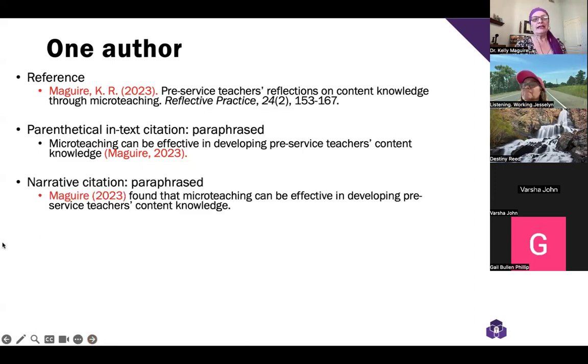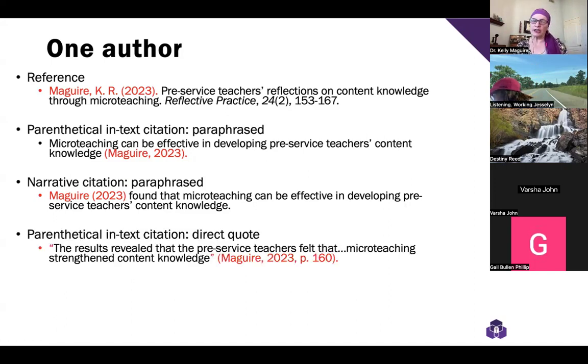Next would be if I did this in a narrative citation. So it's the exact same thing, paraphrased. But let's say I want to work in the author's last name at maybe the beginning of the sentence. And so we would say McGuire 2023 found that micro-teaching can be effective in developing pre-service teachers' content knowledge. So author's last name, a space, and the only thing that goes in the parentheses would be the year of publication.